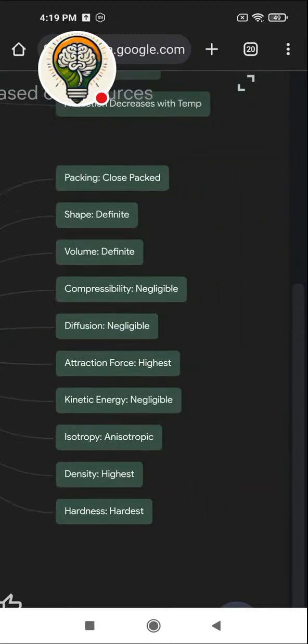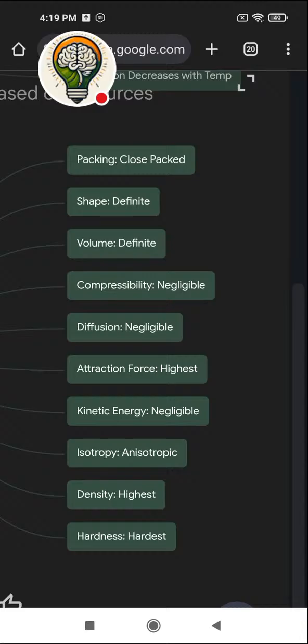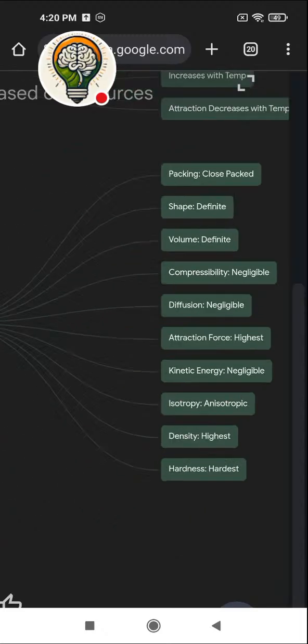Solid: closely packed, definite shape, definite volume, negligible compressibility, negligible diffusion, highest attraction force, negligible kinetic energy, and anisotropic, and highest density and hardest.